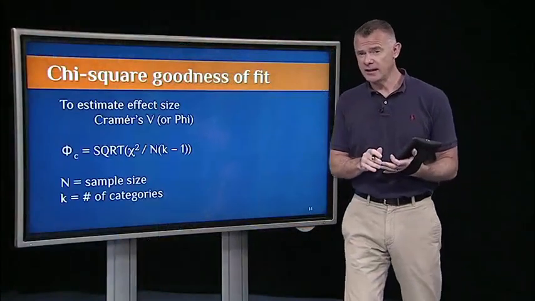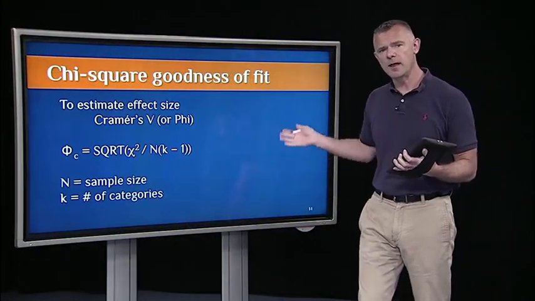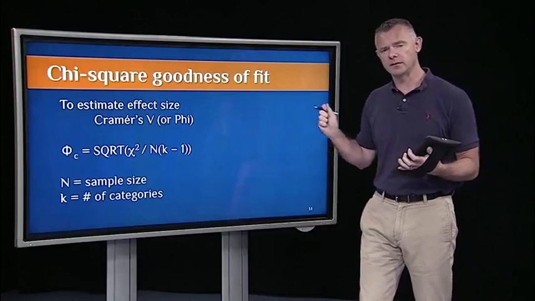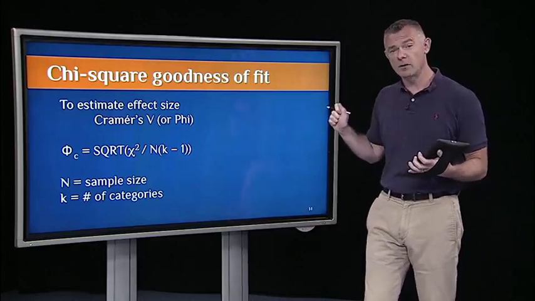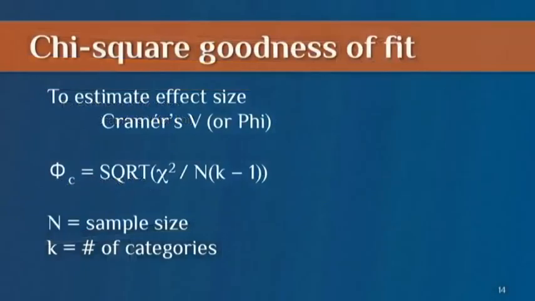Since this is a NHST, null hypothesis significance test, we're also going to supplement that with an estimate of effect size. And the way to do that with a chi-square goodness of fit is to look at Cramer's V, or Cramer's phi. And the way to calculate that is to take the square root of the chi-square over sample size times k, number of categories, minus 1.